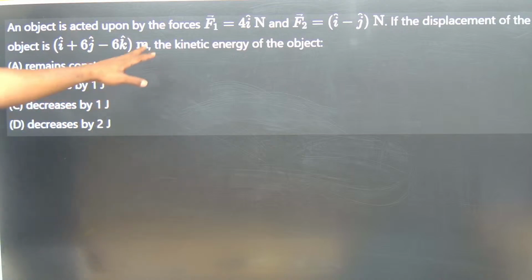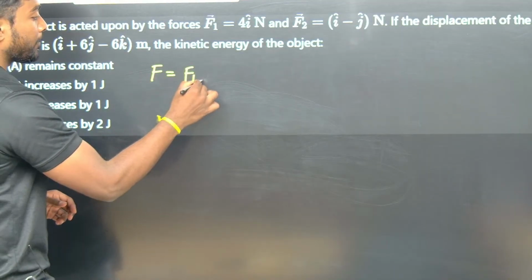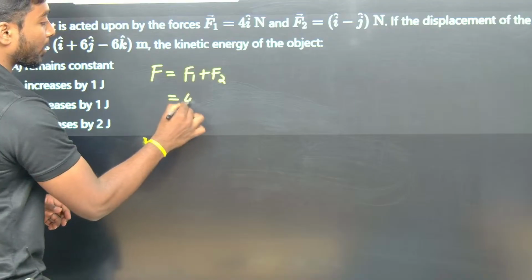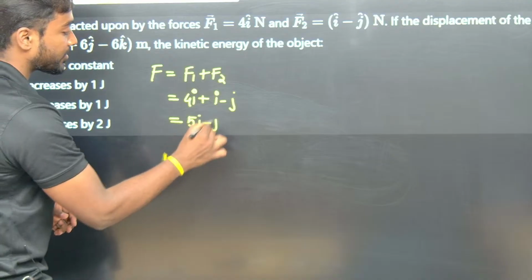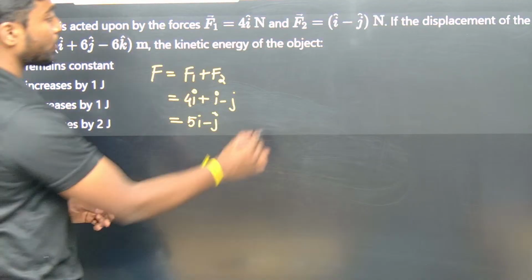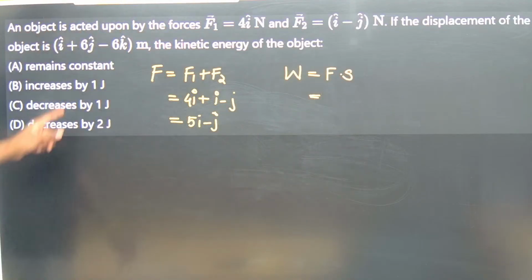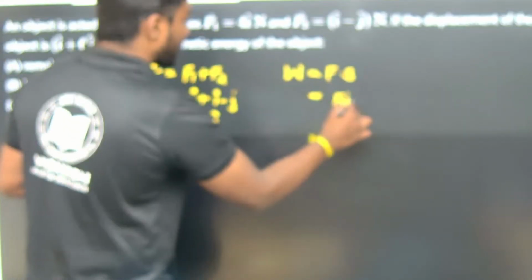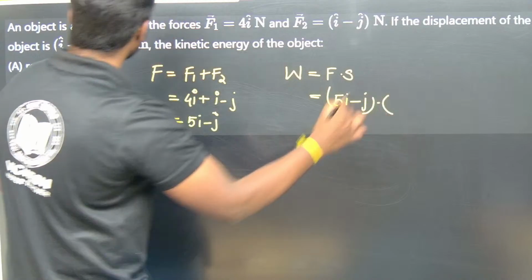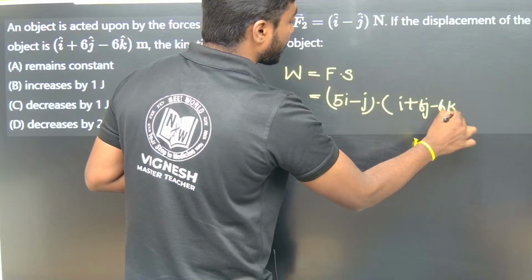So how many forces are acting? Two forces are acting. So F is equal to F1 plus F2. What is F1? 4i. What is F2? Plus i minus j, which is nothing but 5i minus j. So now work done equals force into displacement, I mean F dot S, no? So displacement is given as i plus 6j minus 6k. So force is 5i minus j dot product of i plus 6j minus 6k.